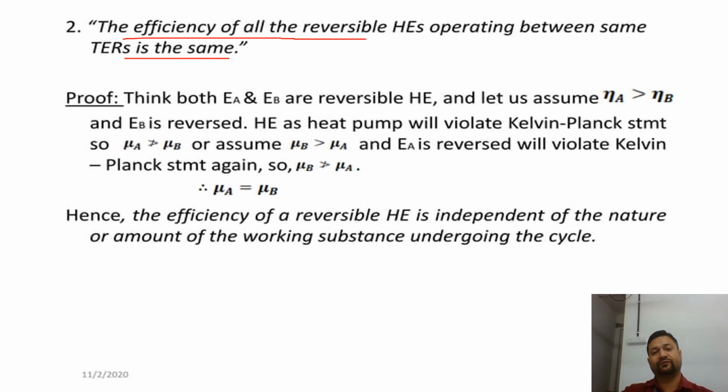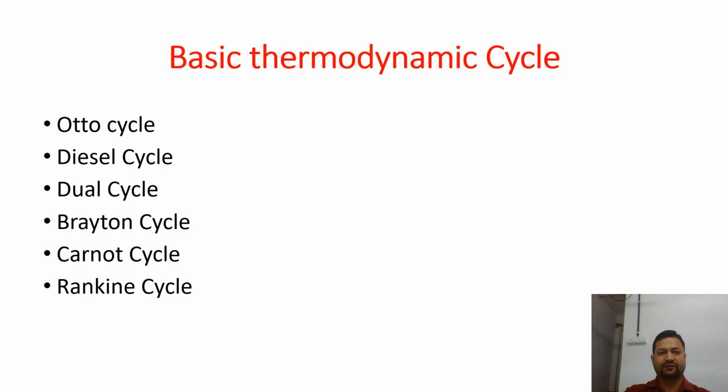Next, the efficiency of all reversible heat engines operating between the same temperature thermal energy reservoirs will be the same. So these are the two important statements from the Carnot theorem that we have to remember. One is that between the same temperature limits all reversible heat engines will have the same efficiency, and the other is that a reversible heat engine will always have a greater efficiency as compared to irreversible heat engines.